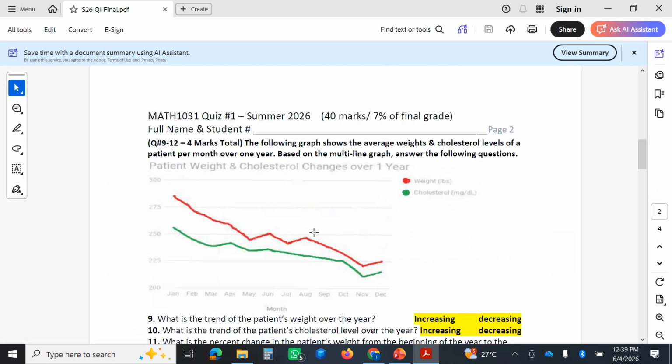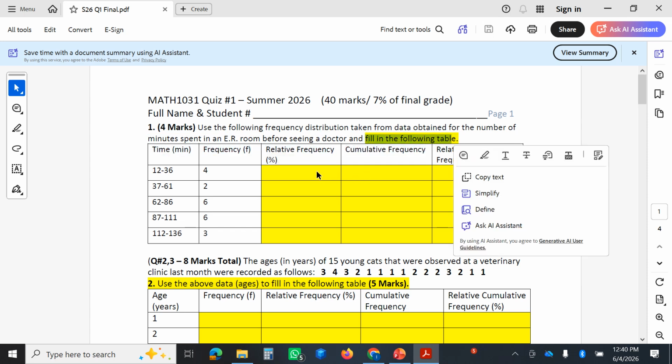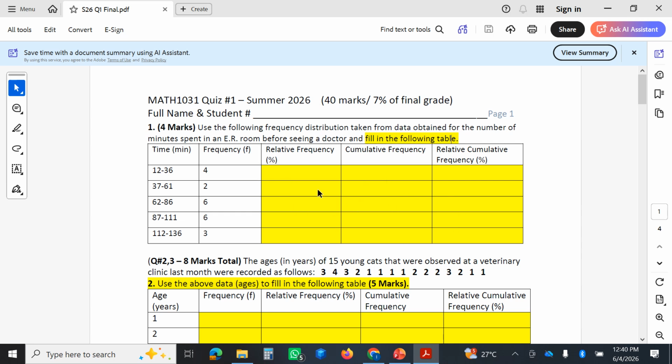Okay? So, as with the previous assignment, hopefully it's not too confusing. I've tried to highlight what you've got to do, and everything will be highlighted in yellow. So, use the following frequency distribution taken from data obtained in the number of minutes spent in the ER before seeing a doctor. And you'll see what's highlighted is what you'll need to do. Fill in the following table. Everything is yellow.